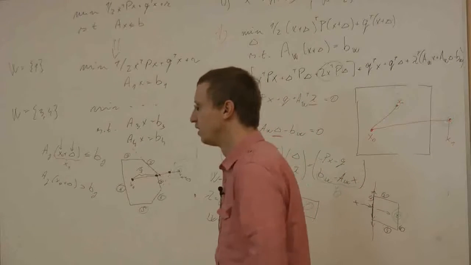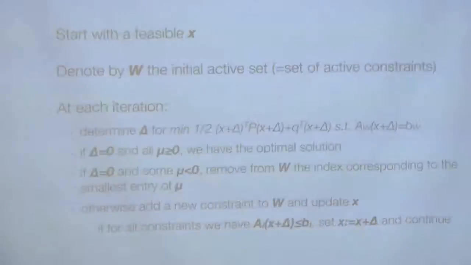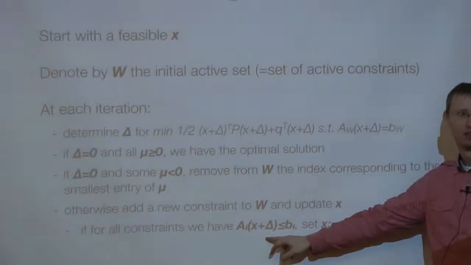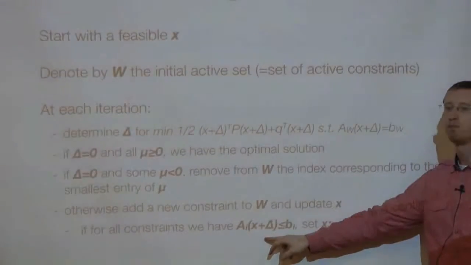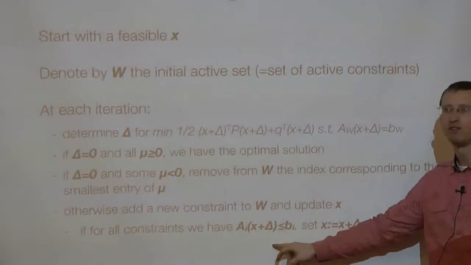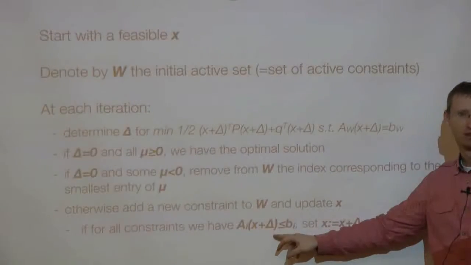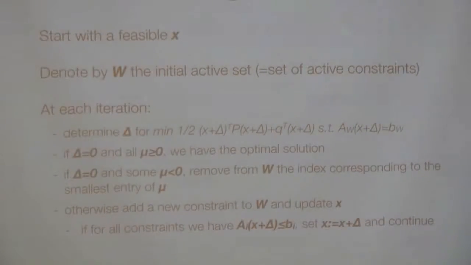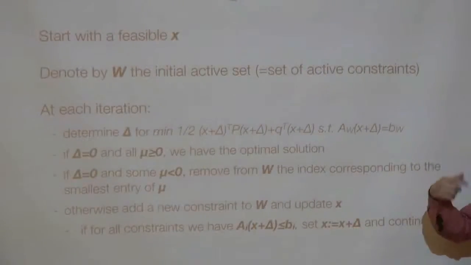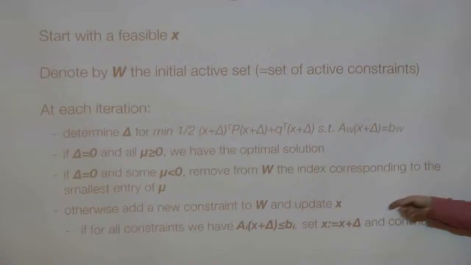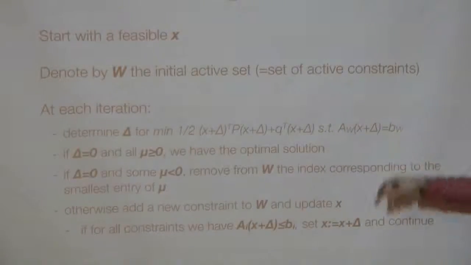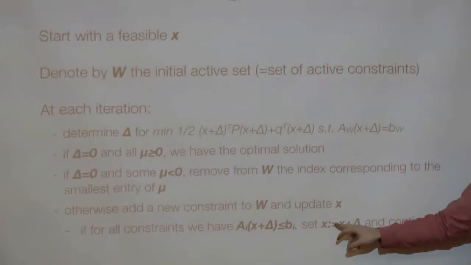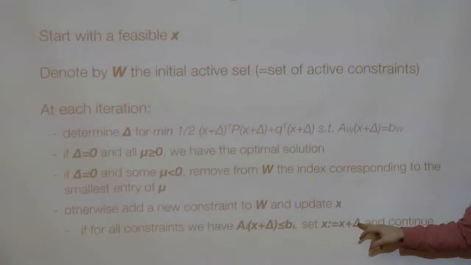So if we have a delta, an improving direction, for which even the improved point satisfies all constraints, that's the easiest case. We just move to the new point without changing the active set, and we repeat the iterations. We say that this is now the starting point for the iteration. Let's improve it even further. Okay?